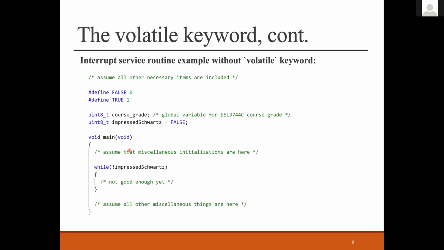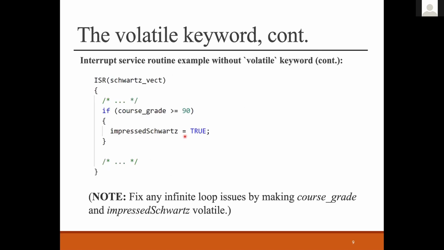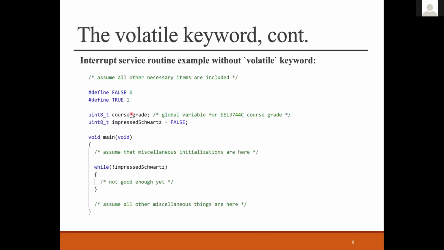But basically the same is true when we have some variables that we want to use in interrupt service routines. For this example, I'll just give a high level. Imagine you have some variable representing your course grade and then a Boolean statement that could either be true or false, defined to be 0 or 1, where you impress Dr. Schwartz based on your grade.